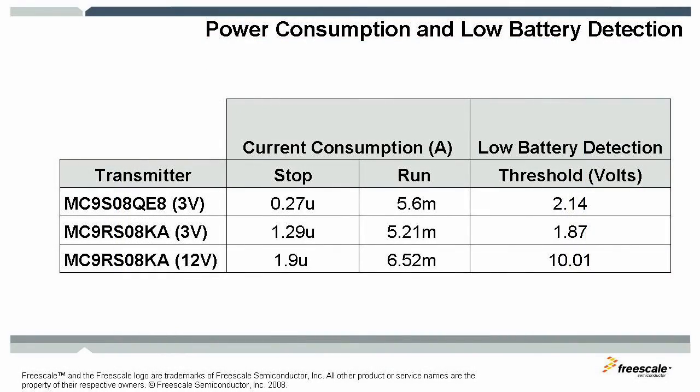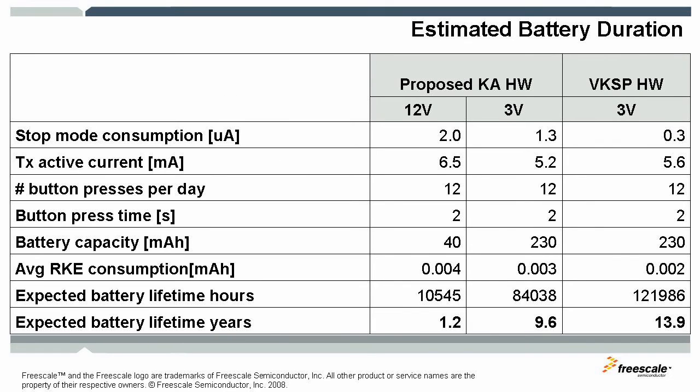The current consumption in low power stop and run modes for the different transmitter solutions is shown in this slide. Low battery detection thresholds trigger the receiver to send an additional message indicating the condition. Battery duration estimations are provided. These are based on the typical use of a key fob, 12 daily button presses with a duration of 2 seconds each.